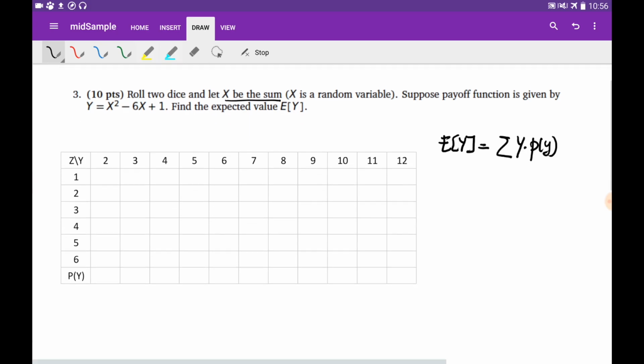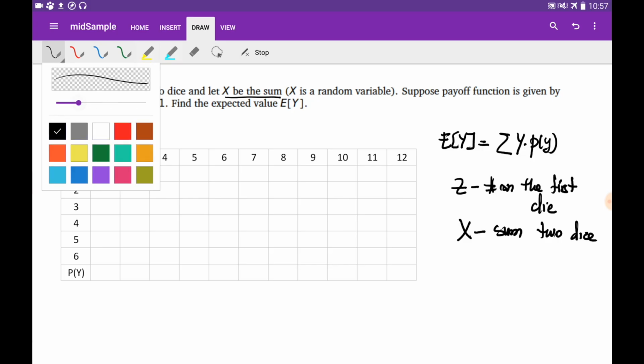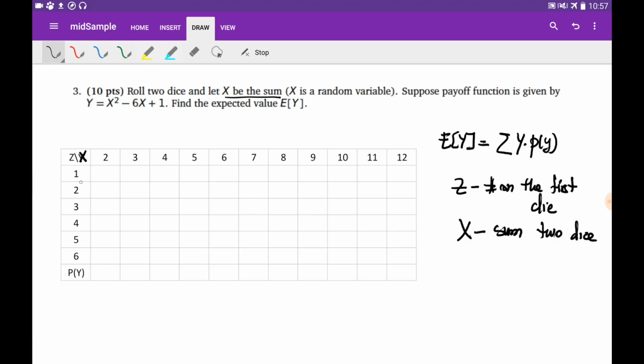In order to solve this problem, I would like to introduce a new variable. Let z be the number on the first die, and x the sum of the 2 dice. Here in our table, this is going to be x. If the first number is 1, what is the probability that the sum is equal to 2? I need to obtain 1 on the first die and 1 on the second die, and the probability is 1 over 6 multiplied by 1 over 6, which is 1 over 36.